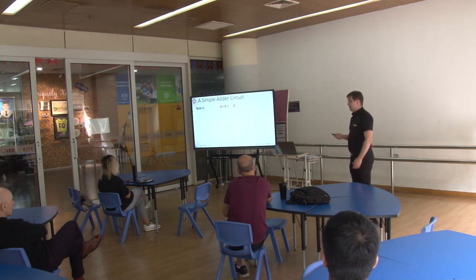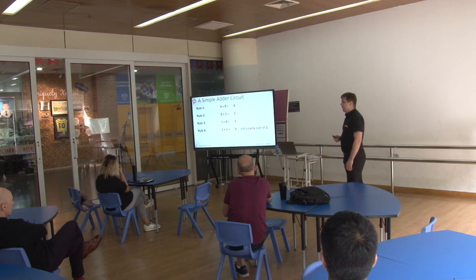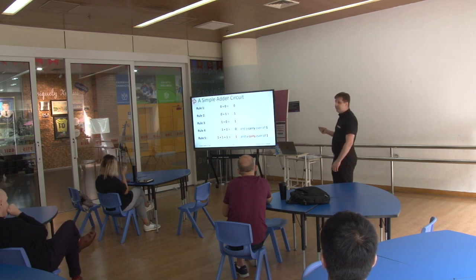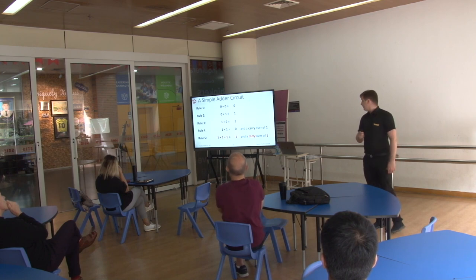So 0 plus 0 is 0, pretty easy. 0 plus 1 is 1, 1 plus 0 is 1, and 1 plus 1 is 0, carry the 1, and 1 plus 1 plus 1 is 1, carry the 1. So there are only five rules for binary arithmetic, so it's actually pretty easy to teach.